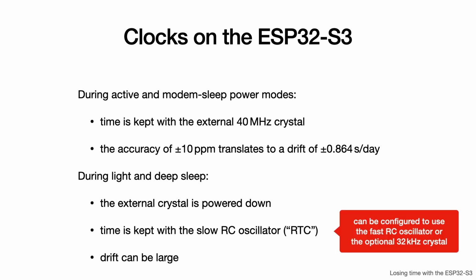You can configure the firmware to use the fast RC oscillator instead, or the 32 kHz crystal. This could improve accuracy but costs additional power. I'll go through these options later. Now let's test the RTC clock.